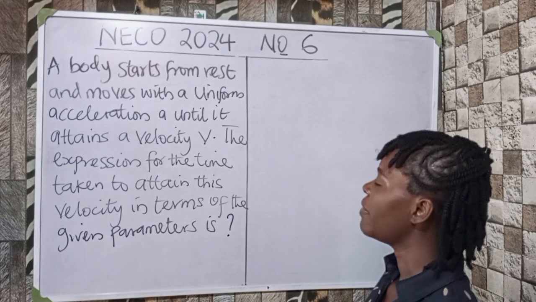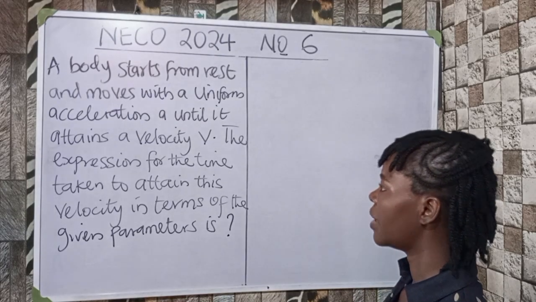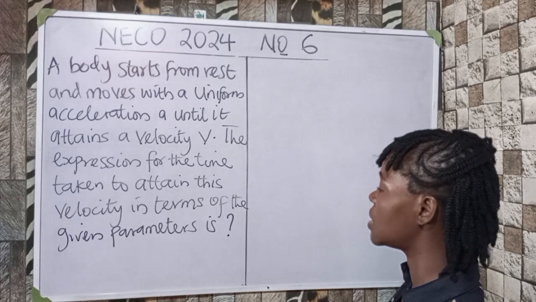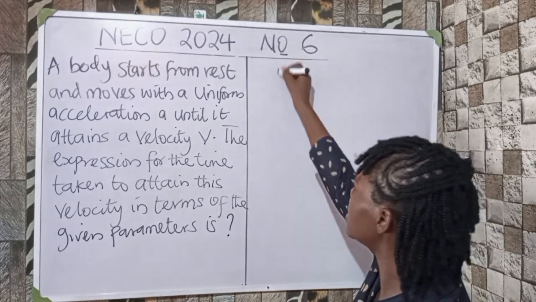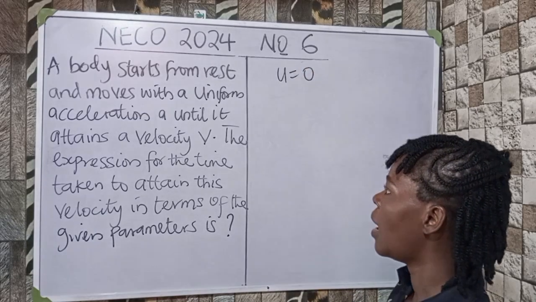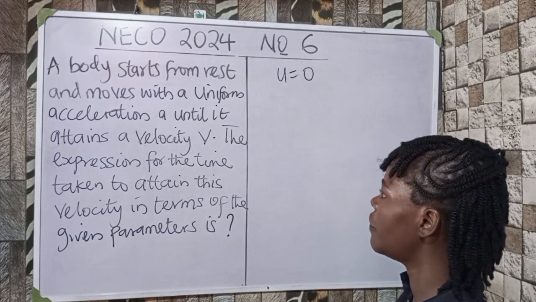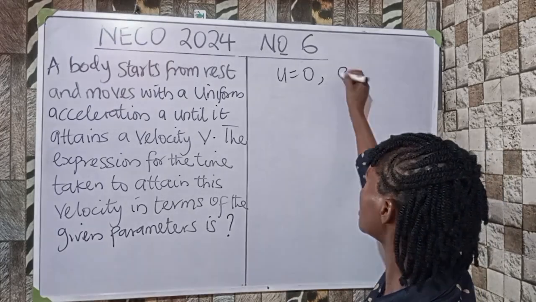So we are given all these parameters for us to find the time, but in terms of velocity. If a body starts from rest, automatically it means that u is equal to 0. And it moves with a uniform acceleration. So we are given what?